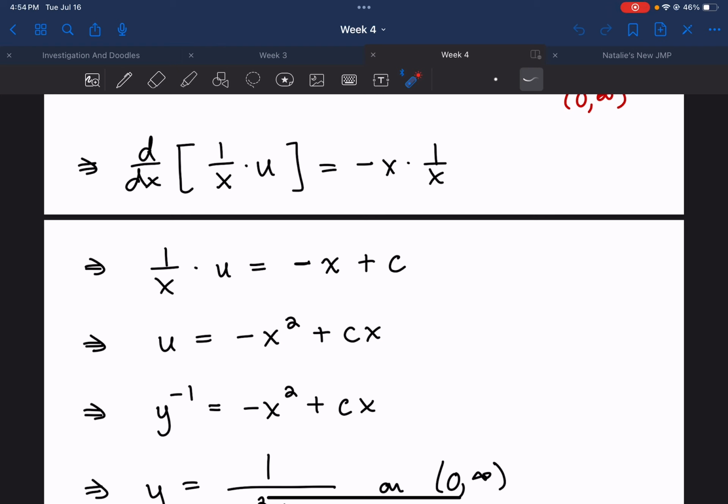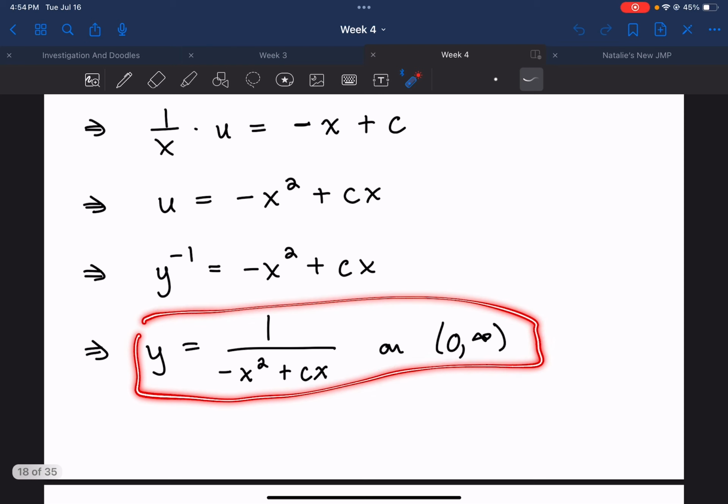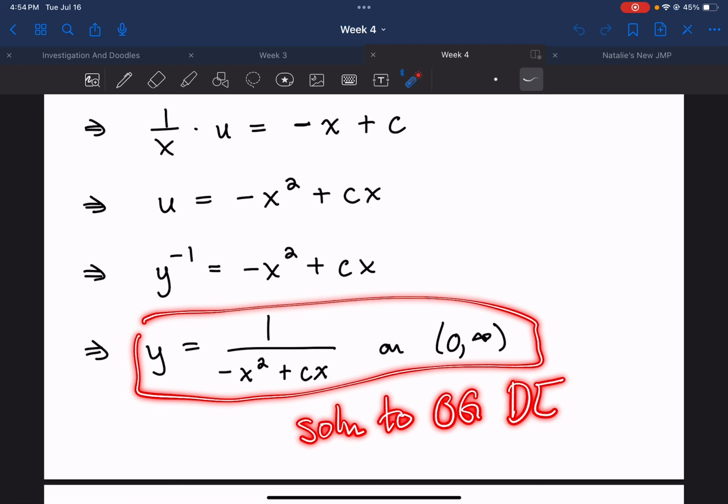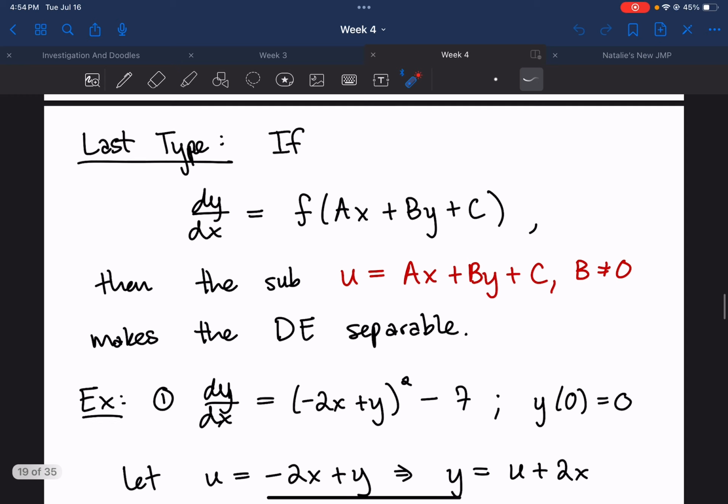And then one last step, going back to y. You have to go back to y. That means y to the negative 1 equals this, which means y equals this on this interval. This is a solution to the original differential equation. And last but not least, if dy/dx equals some function of ax plus by plus c, then you can substitute u for this linear term, given that b is non-zero. And that makes the differential equation separable. Let's see how it works.